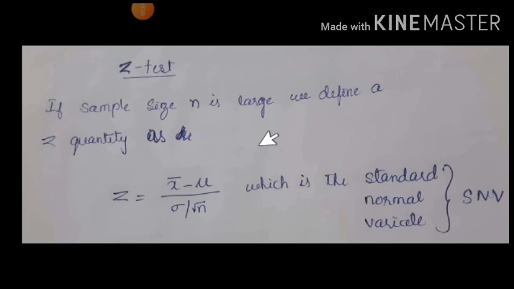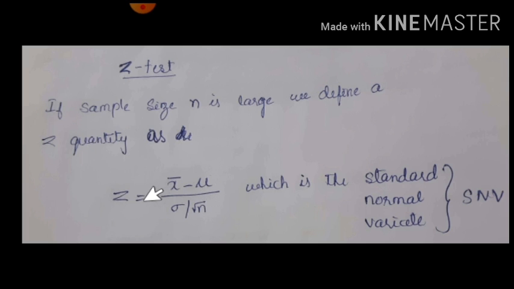Now, the next type of test in sampling we are going to study is called simply the Z-test. If sample size n is very small, we used to apply the student t distribution or student t-test. Now, when the sample size n is very large, we define the Z-test, and the Z quantity is defined as x bar minus mu divided by sigma by root n.